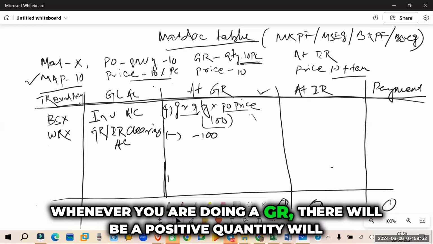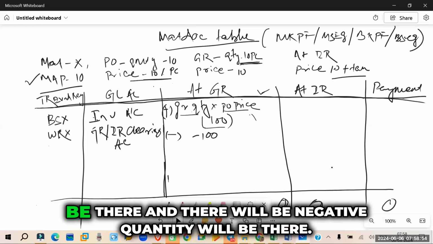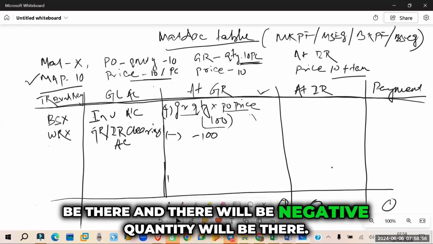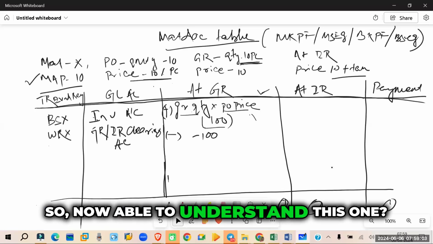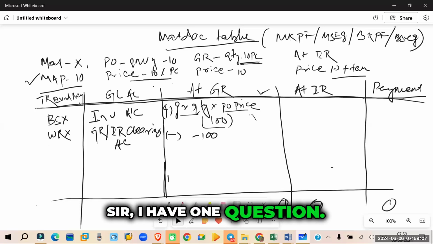Whenever you are doing a GR, there will be a positive quantity and there will be a negative quantity. So, are you able to understand this one? Sir, I have one question.